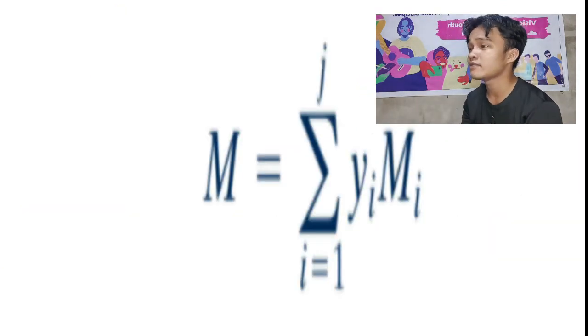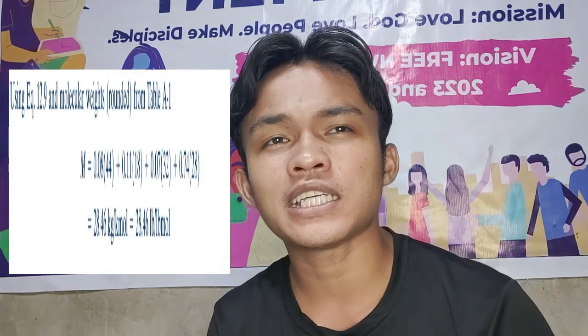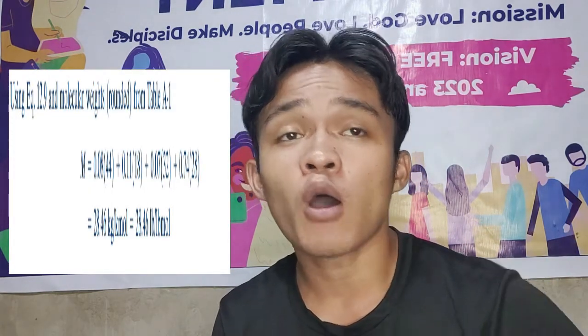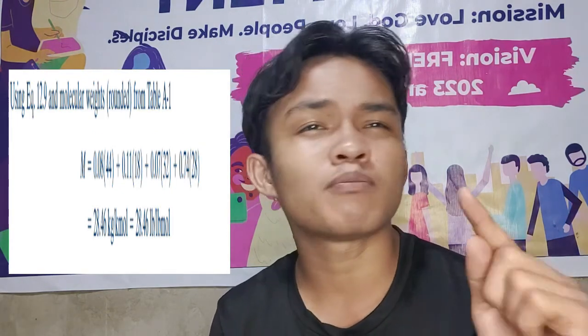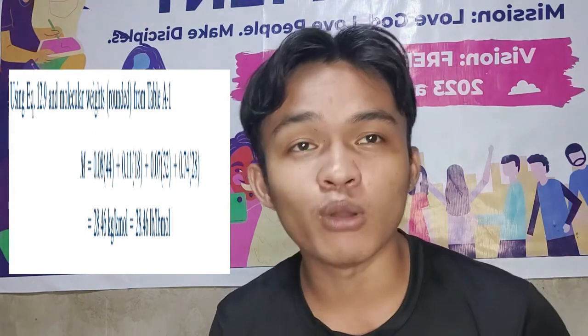Using equation 12.9 and molecular weights from Table A-1 of the Moran-Shapiro thermodynamics book, we can solve for the molecular weight by adding up all those values. We can now have the molecular weight, which is equal to 28.46 kilograms per kmol, or 28.46 pounds per pound mole. Okay, for letter B, gravimetric analysis.